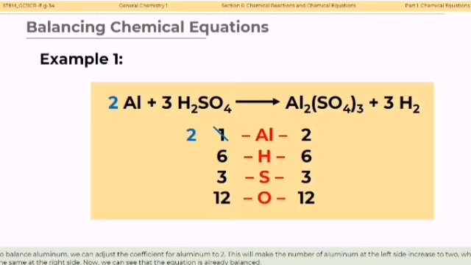To balance the aluminum, we can adjust the coefficient of aluminum to 2. This will make the number of aluminum on the left side increase to 2, which is the same as on the right side. Now, we can see that the equation is already balanced.